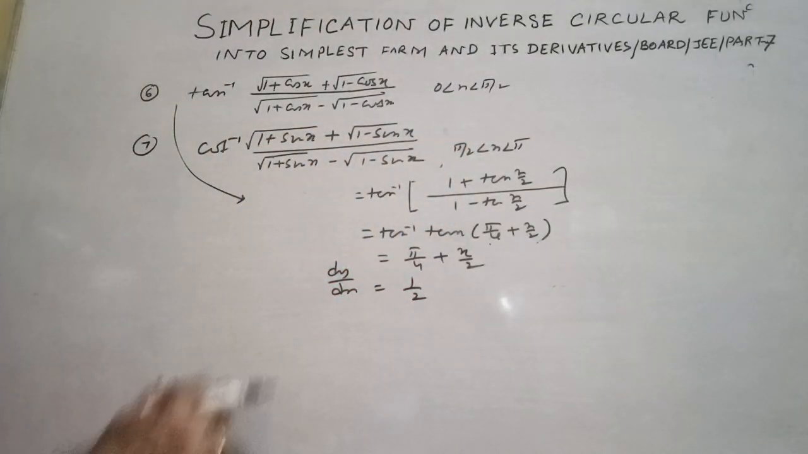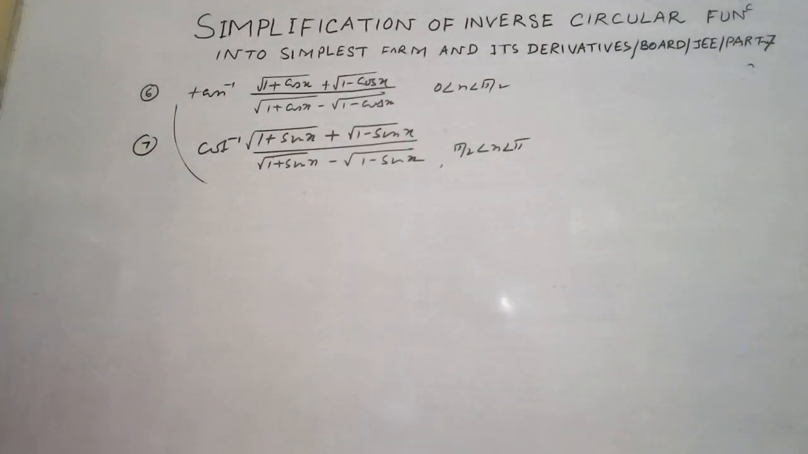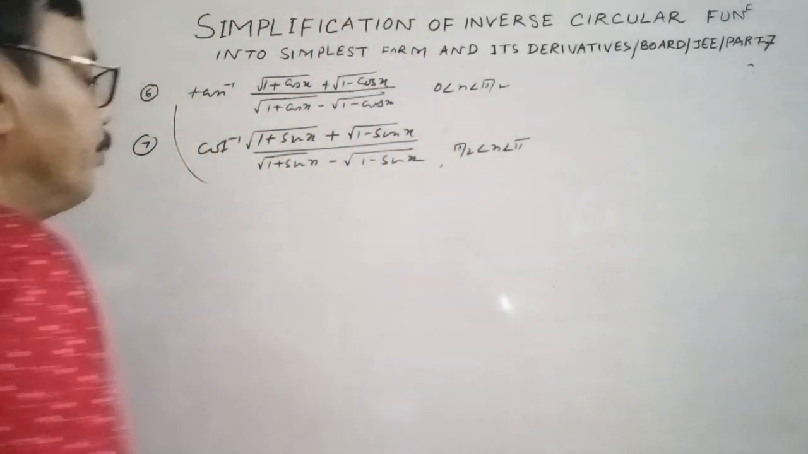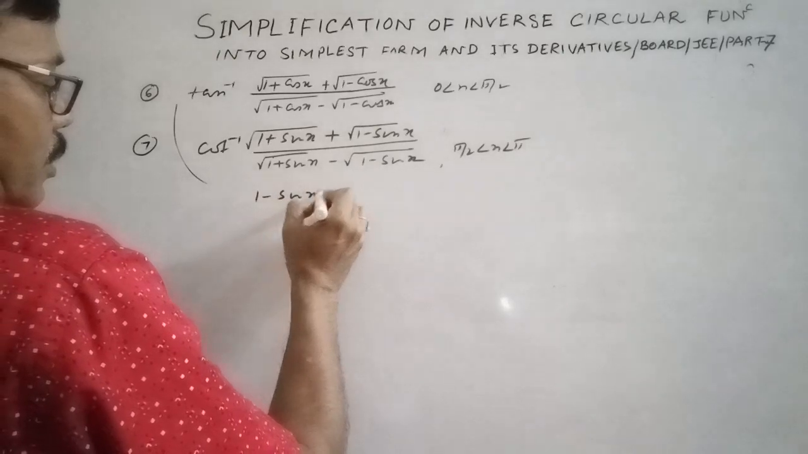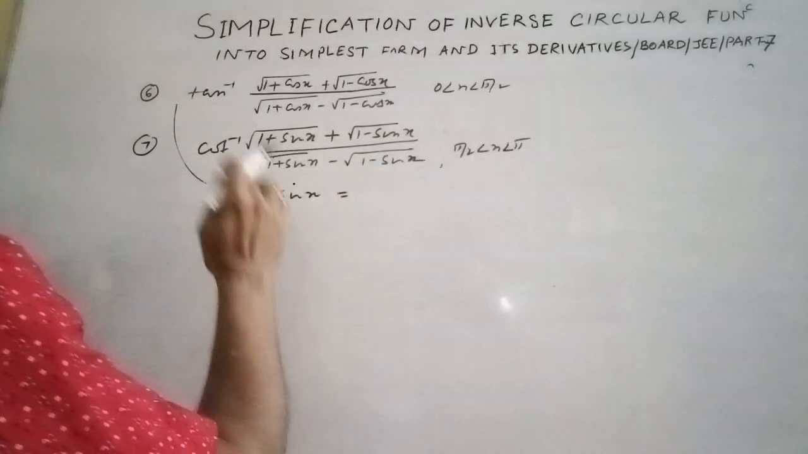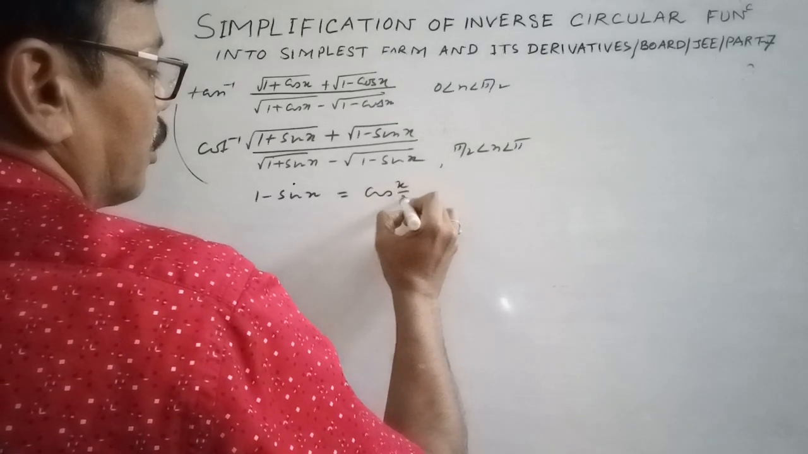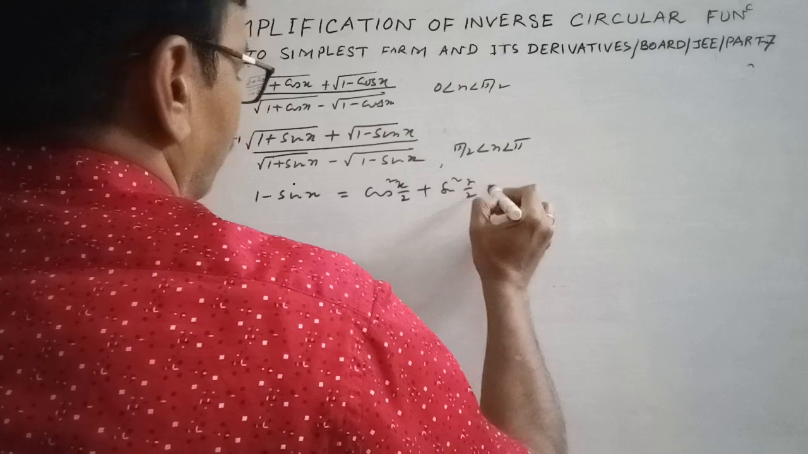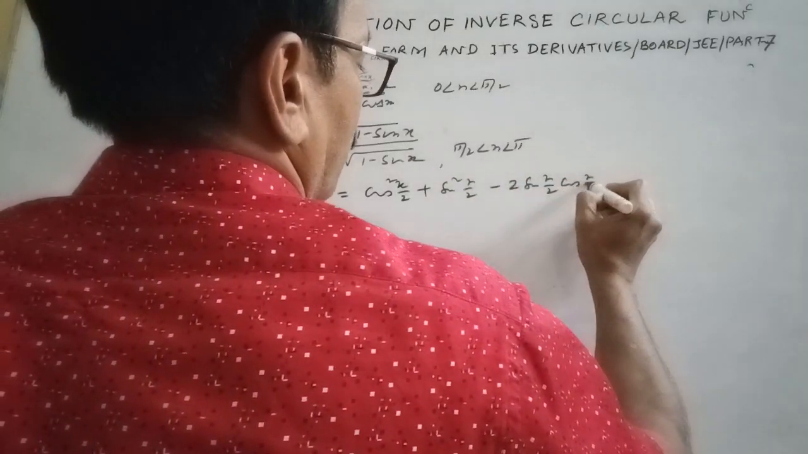Now finally, cot inverse of (root of 1 plus sin x plus root of 1 minus sin x) over (the same with a minus). Look, 1 minus sin x is actually a problem of multiple angles. So we can write 1 as cos square x by 2 plus sin square x by 2, and sin x is 2 sin x by 2 cos x by 2.